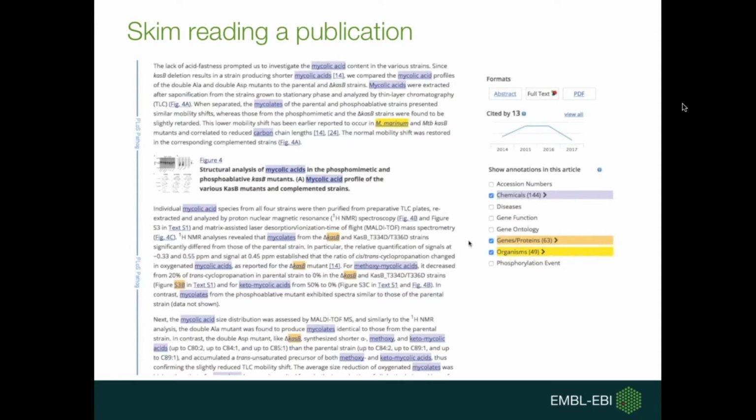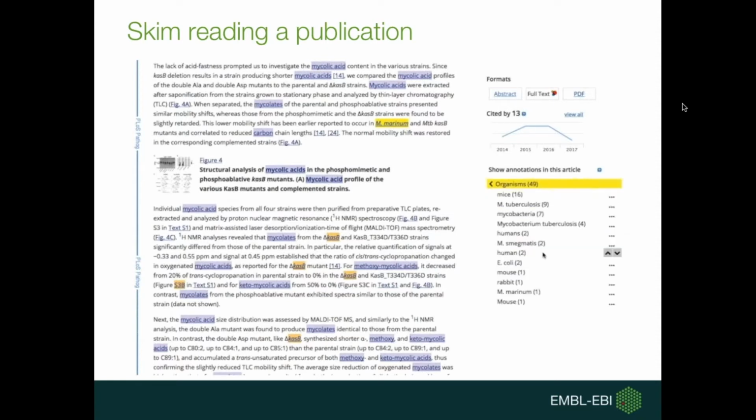Another SciLite function that can be useful for skim reading is providing a list of terms found most frequently in the text. To get to the list, click on the right arrow next to the annotation type. A selection of individual terms will appear together with up-down navigation buttons which allow you to jump to selected terms in the text. You will notice that some of the terms could be listed several times.